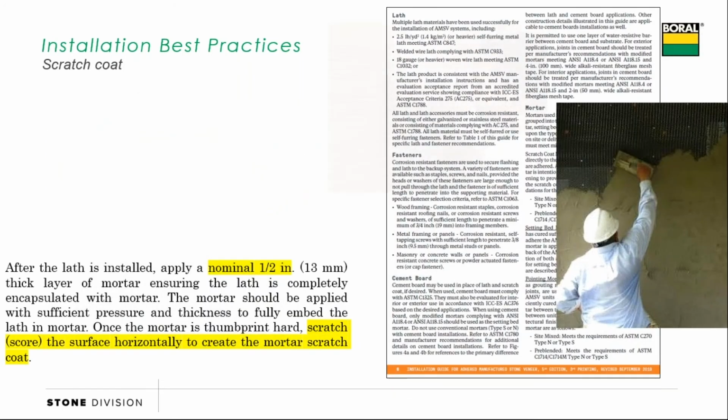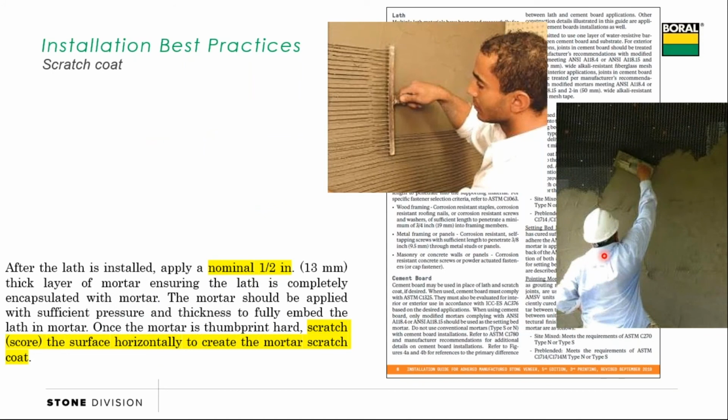Now, when it comes to the scratch coat, we want to make sure that we're getting a full 100% coverage over the entire metal lath. It should be a nominal 1/2 inch thick. How do we know if it's a nominal 1/2 inch thick? You should no longer be able to see the ridges of a metal lath. It should be enough that you can't see the metal lath anymore. That's a nominal 1/2 inch thick scratch coat.